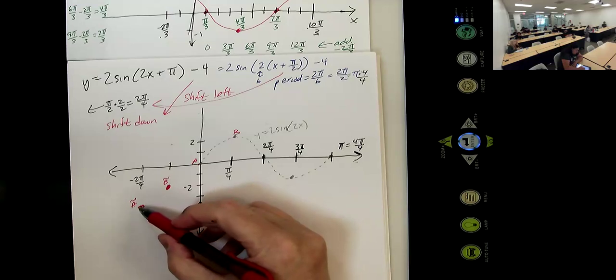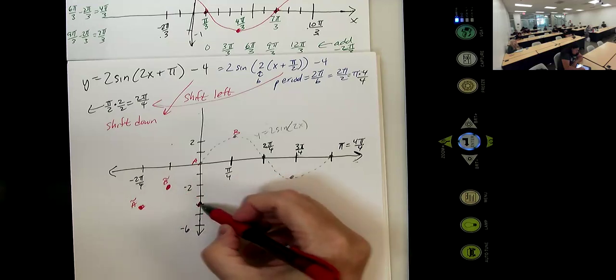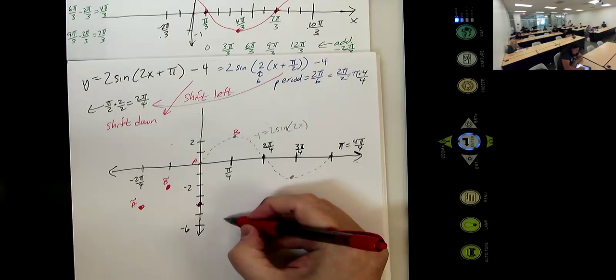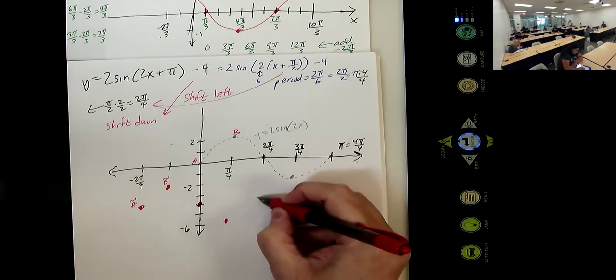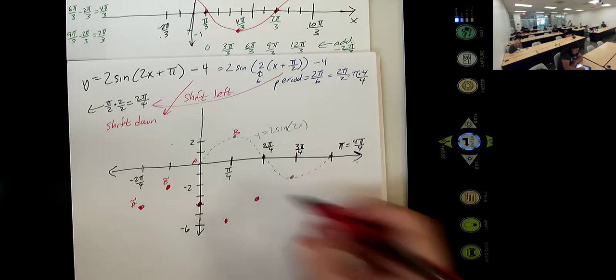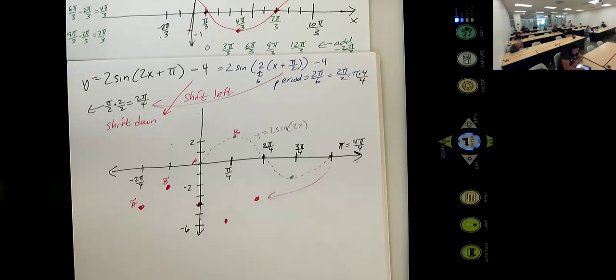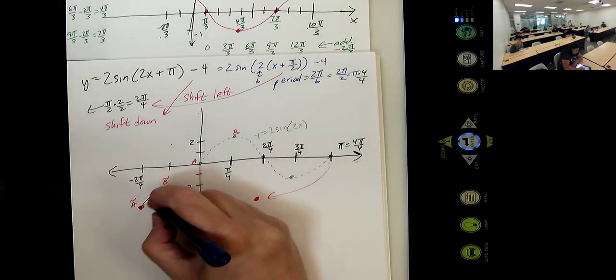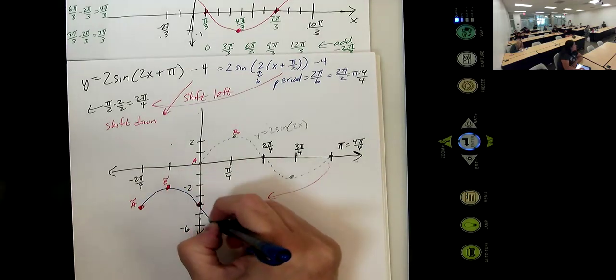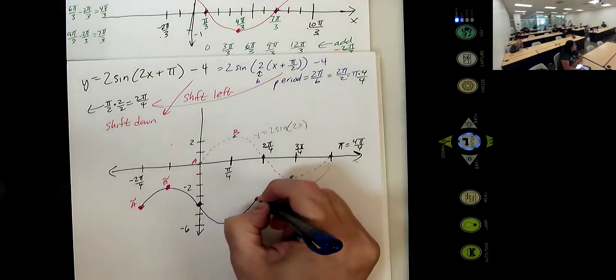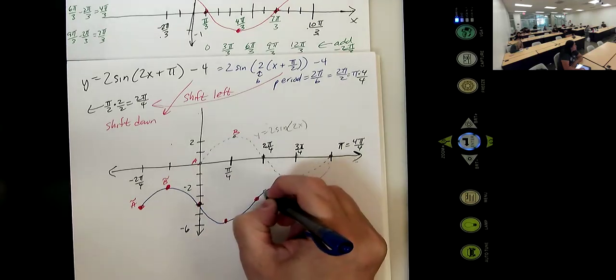I need to be making a wave. So 0 up, 0, then down. Down to negative, down 2 more, and then back up 2 more. So that point's going there. And I got my wave. And it's gonna kind of keep on repeating there.